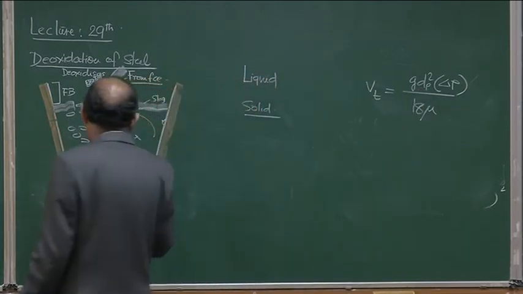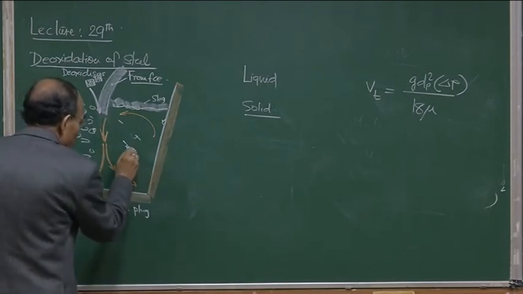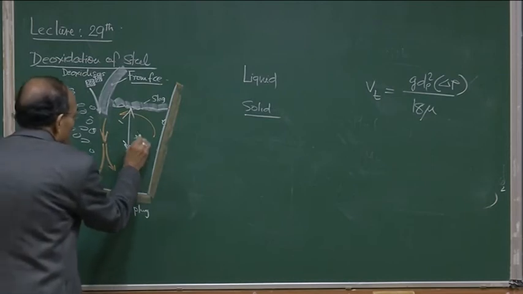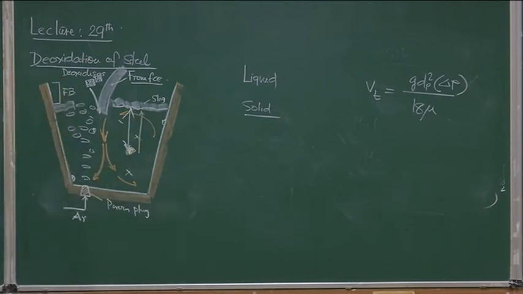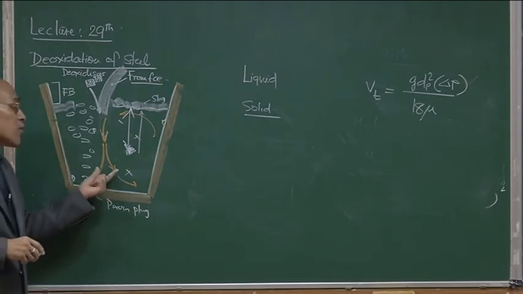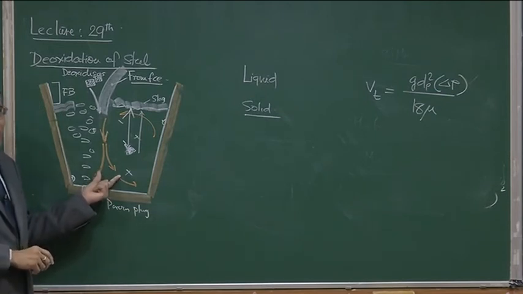So for very small particles, if they form here, which is 3 meters or 2 meters from the surface, you can expect they will not have a chance to float out. We do not want deoxidation product to remain in steel. If the deoxidation product remains in steel, it contaminates steel and impairs steel's mechanical properties. So our necessary requirement is that the deoxidation product should not be entrapped.